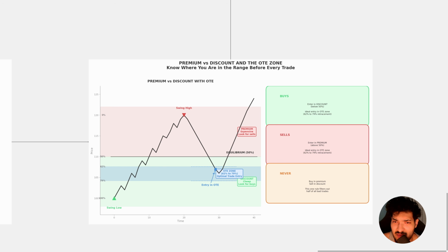And I will say it does get a little bit more complex if you're trading internal structure, but if you're zoomed out, you'll get the whole picture of this. But this OTE is called optimal trade entry zone. And this is literally what will make or break the whole idea of smart money and ICT trading.